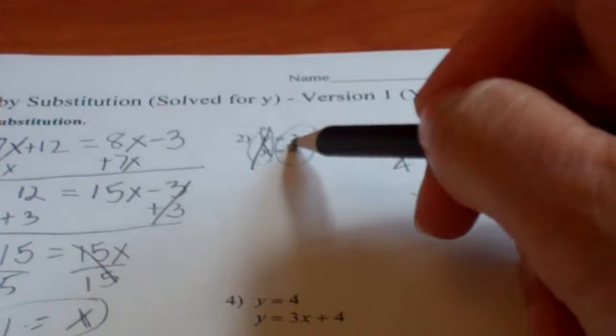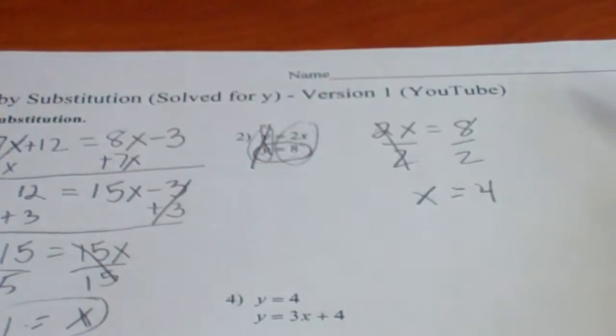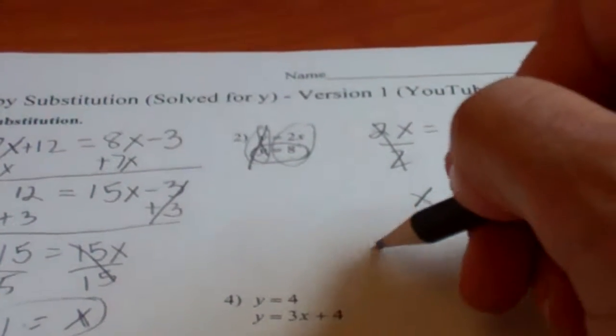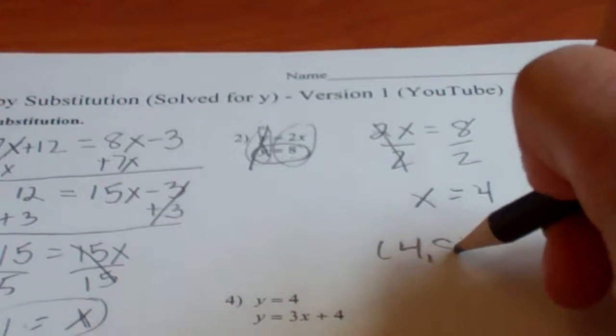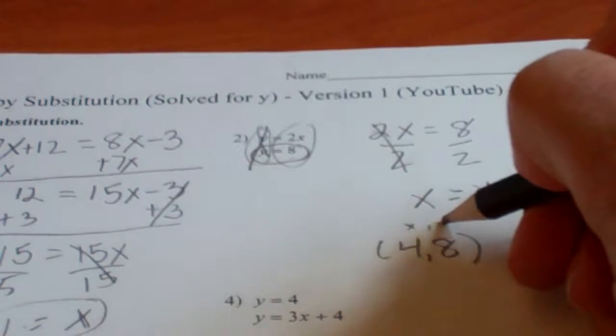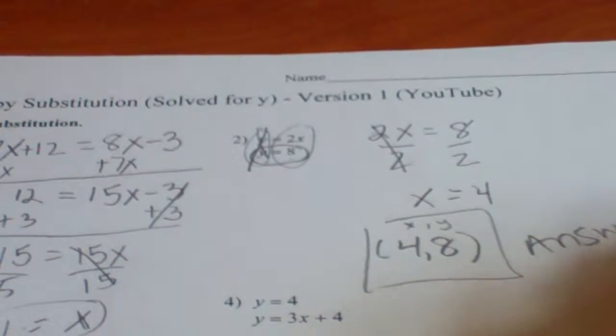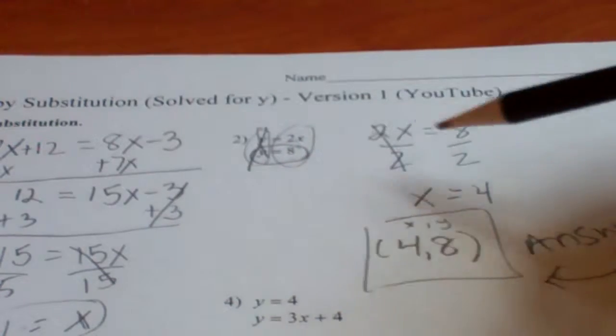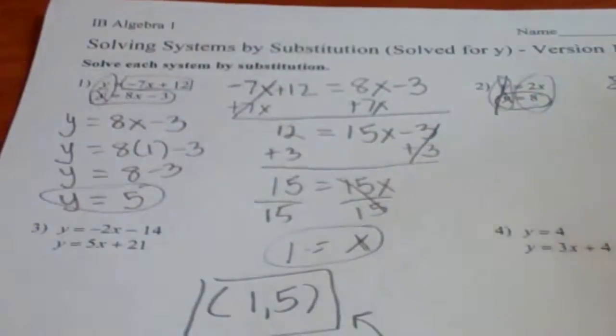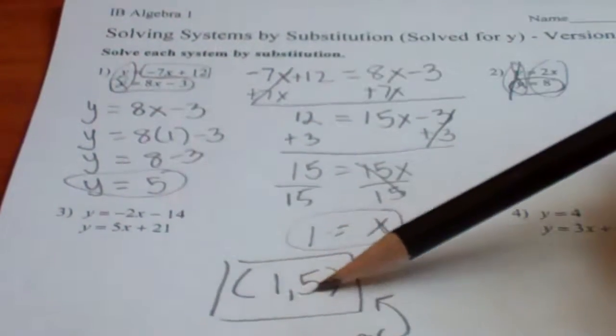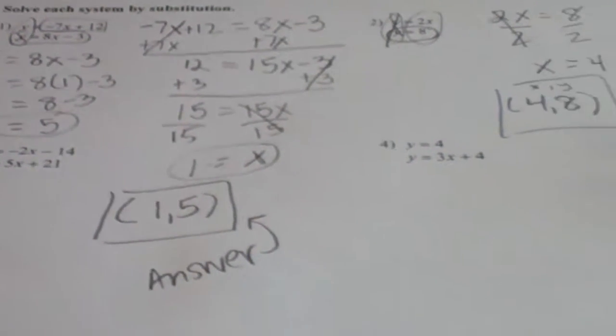Let's go back. Look at here. We already have y. Y is already 8. So we're going to put it in an ordered pair, 4, 8, because remember, ordered pair goes x, y, and this is the answer that I'm looking for. So these two lines meet at 4, 8. These two lines meet at 1, 5. Let's do one more. Let's do this bottom one here. We have a lot of space to work on.